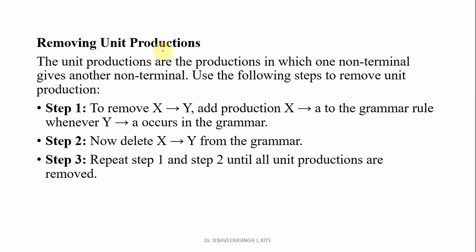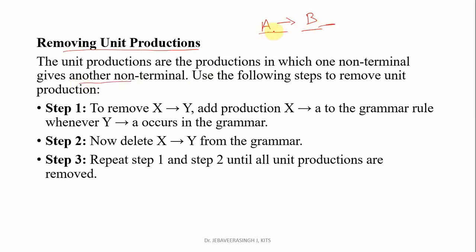Then comes step 3, removing unit production. I would say it's fairly straightforward compared to the first two, one of the simplest steps that you have in the simplification of CFG. Unit productions are productions in which one non-terminal gives another non-terminal. What do you mean by non-terminal? A variable. Say a variable A gives another variable B. This is called unit production, without anything else.